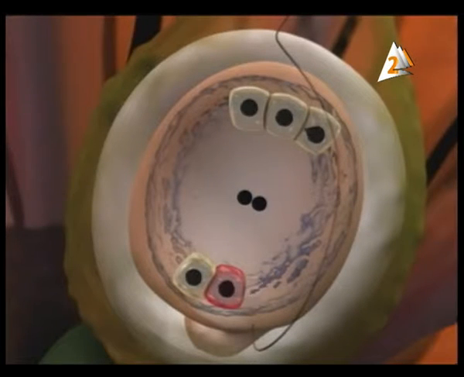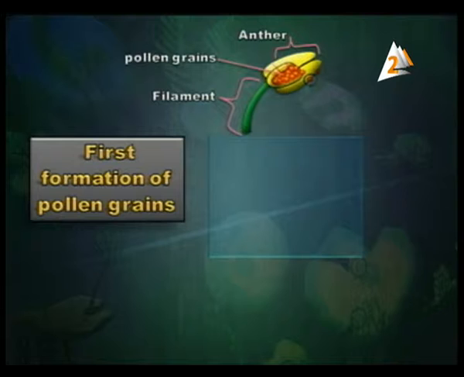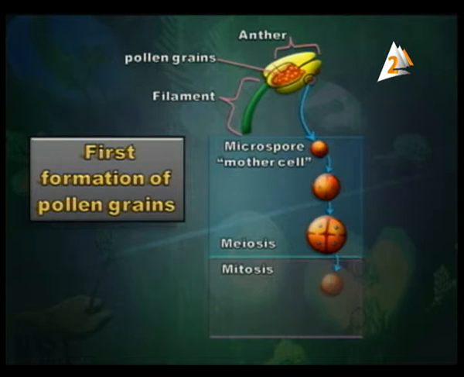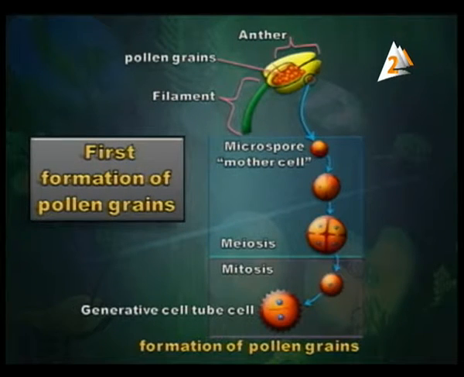Each contains a large nucleus, which is diploid, 2N chromosomes. Each of these cells is divided meiotically, forming 4 haploid cells, which contain N chromosomes, called microspores. Very good. So these are called microspores.